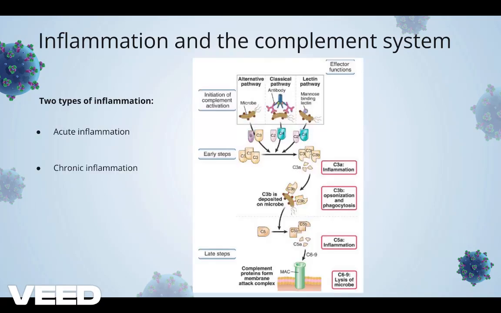When it comes to inflammation and the complement system, again, the complement system enhances phagocytosis, promotes inflammation, and can directly kill pathogens. Inflammation increases blood vessel permeability, and it recruits immune cells to the site of an infection, and it helps contain and eliminate pathogens.